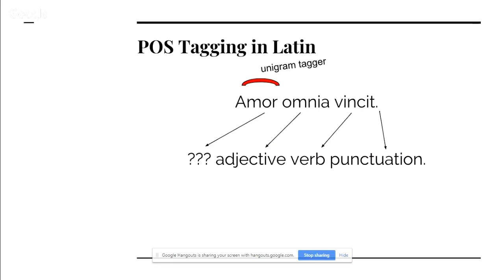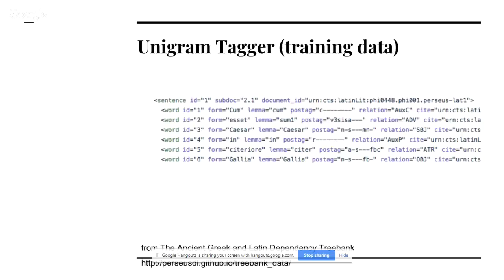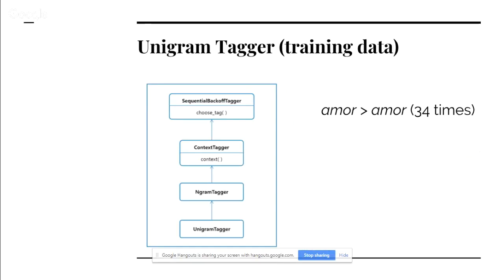And so here we go back to our sentence, amor omnia vincit, right? I can suck in a whole bunch of Latin that's already tagged. For example, I have the Ancient Greek and Latin Dependency Treebank made by Giuseppe Celano and the Perseus team, which already gives me form information. Form and lemma, right? And I can use the unigram context to find out. Well, I can count how many times amor is mapped to the lemma amor, right? It turns out to be 34 times in, I think, 9,000 Latin sentences that I can train on, right?